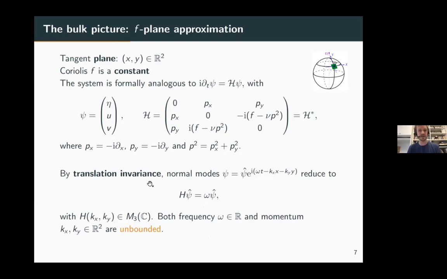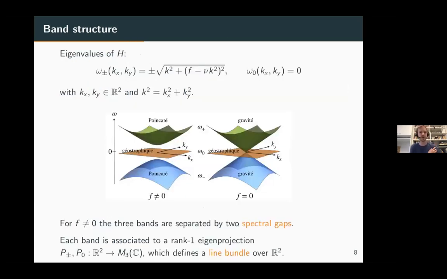Okay, and this we can solve explicitly. So let me just show you what the eigenvalues are. We have 3 eigenvalues. It's a 3 by 3 problem. We have these 2 bands with a square root and opposite sign, and then a flat band in the middle, which is always 0. Okay, and here you have a picture of them for small k. And these bands have names from the geofluid context.